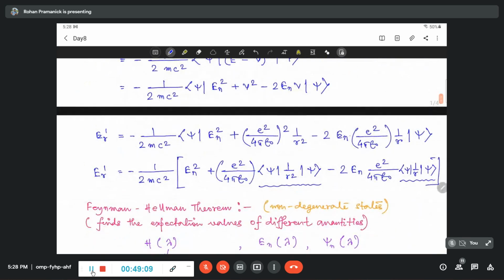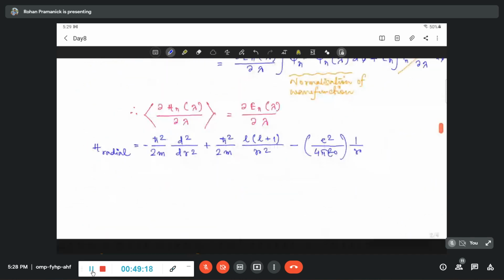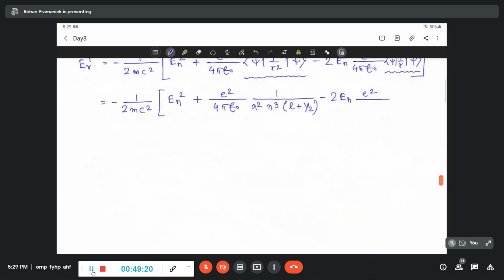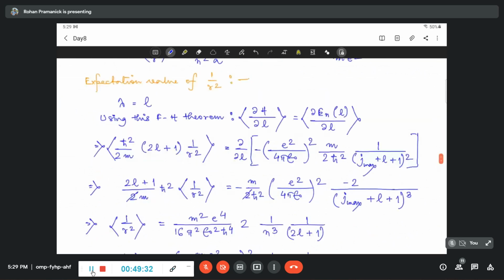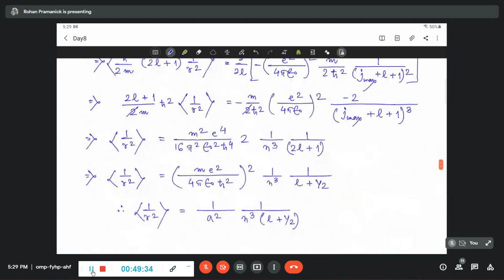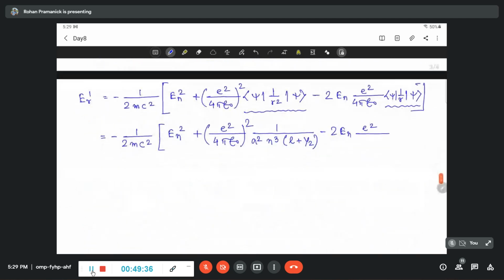You are not following. So there is a square. Yes, I hope I am right. Because the dimension is not matching, no? There is a square. There is also a squared. Yes. So then 1 by r is what? 1 by r is 1 by n square a, 1 by n square a squared by 4 pi epsilon 0.